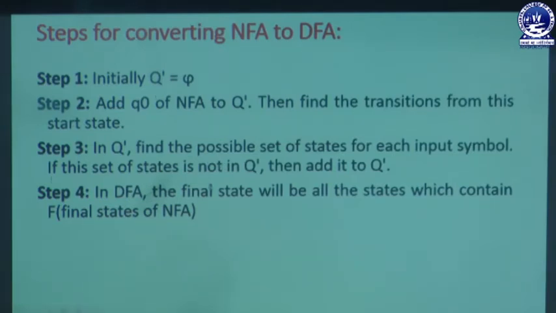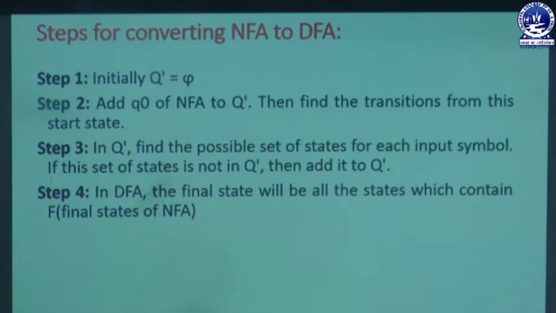In the DFA, the final states will be all the states which contain F, because you know that F is known as a collection of some final states. Whenever a user wants to create more than one final state, they can be located in F. In the case of NFA we have more than one transition, because a user can create more transitions by accepting more than one input symbol, or the same input symbol can be used for more than one state. That's why we need to convert to DFA.